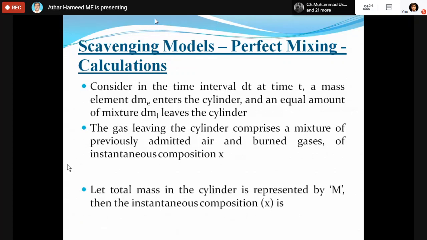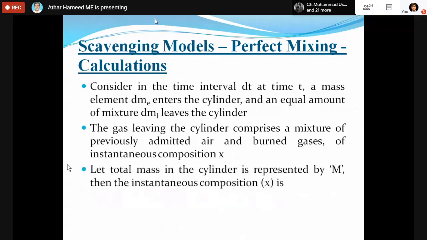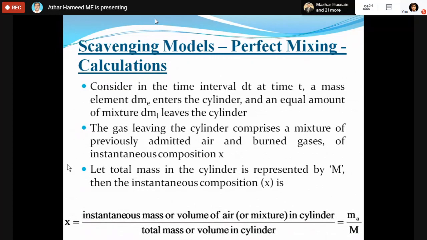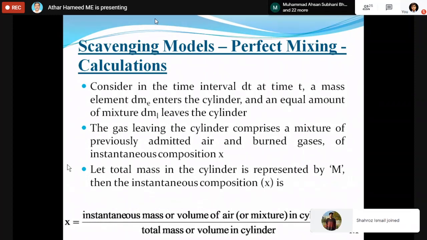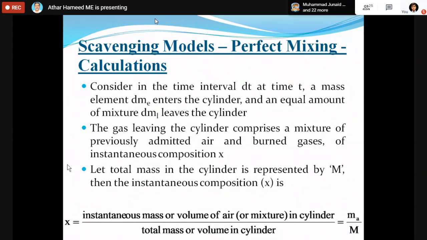So the instantaneous composition will be given if we let the total mass in the cylinder be represented by m. If the total mass in the cylinder at all times is m, then the instantaneous composition is given by the instantaneous mass or volume of the air mixture divided by the total mass or volume in the cylinder. This is the volume of air mixture which has been freshly injected and is present in that instant inside the cylinder, divided by the total mass or volume in the cylinder. This is the instantaneous composition during that small time interval.